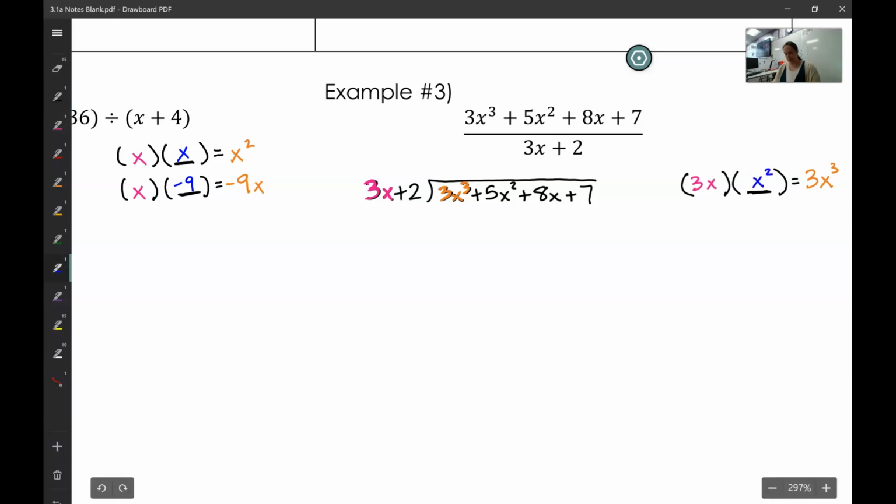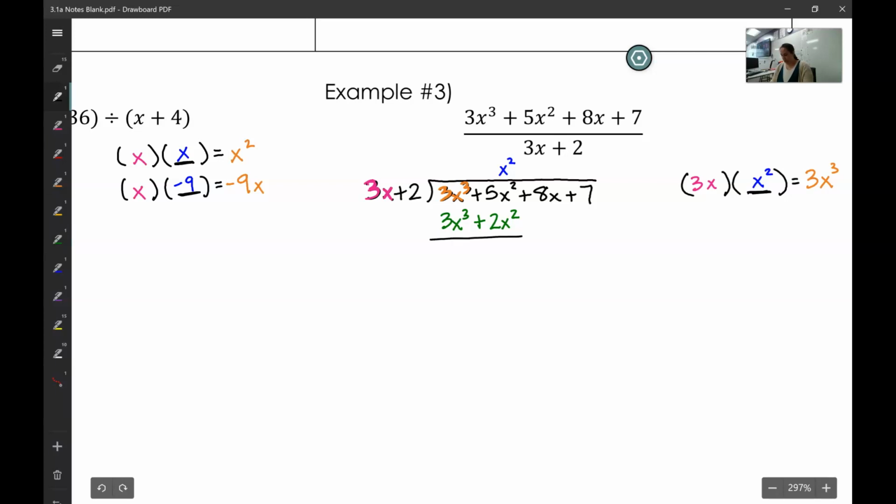Well, I know that's x squared. 3x times x squared is 3x cubed. And what you write there goes up in the top. Make sure you line it up with the x squared column. Next step, distribute or multiply. So x squared times 3x is 3x cubed. X squared times 2 is 2x squared.